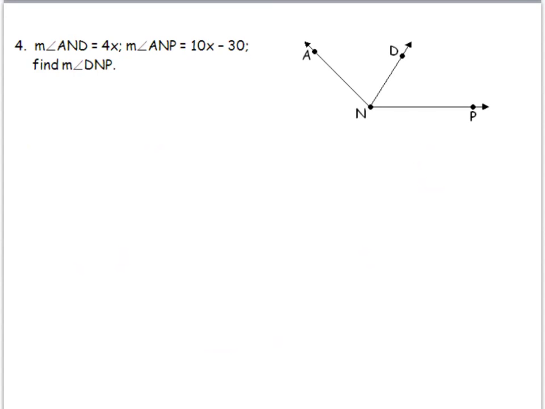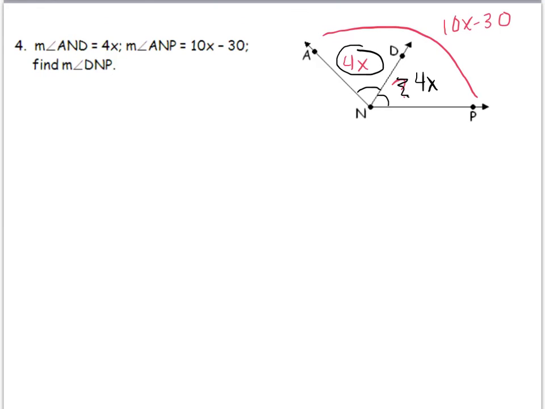So AND, which is right here, is 4x. It says ANP, which is this right here, the whole thing, is 10x minus 30. And they want you to find DNP. So this is our mystery piece. Well, the cool thing about this is that they tell you that ND was your bisector. Remember, in the beginning, they said that this is the bisector. And if you remember, an angle bisector creates two congruent angles here. So if this is 4x, this is also 4x.